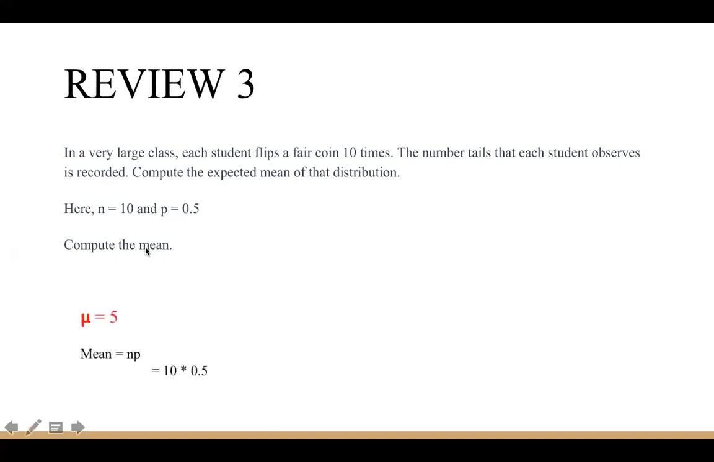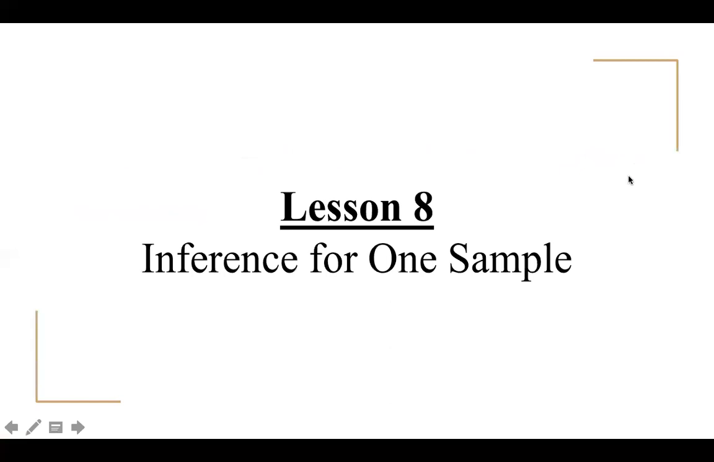Okay, yes. So the answer here is 5. Remember, the mean for a binomial random variable is n times p. So here we multiply n times 0.5. We get 5 as our answer. So good job. Okay, so next we're moving on to lesson 8, which is inference for one sample.